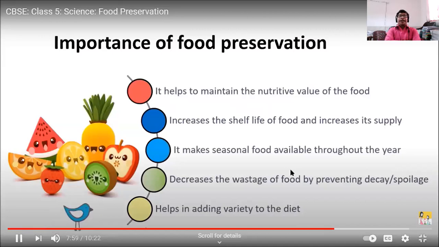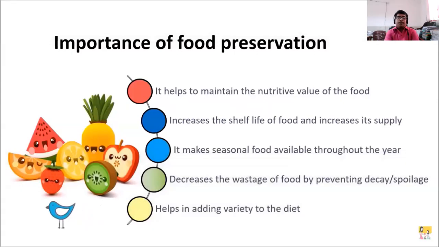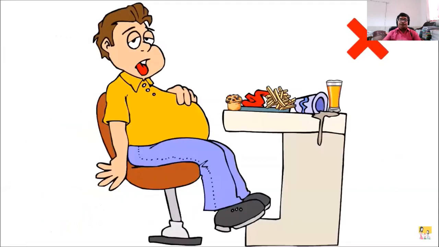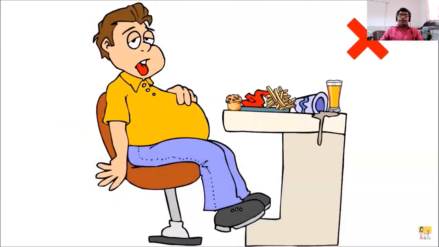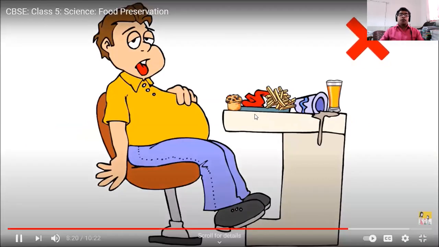It helps maintain the nutritive value of food and increases the shelf life of the food. Seasonal food is made available throughout the year, and wastage of food is reduced. Now it is you who should promise yourself that you will not waste the food. None of the teaching is effective when you are not promising yourself that you will not waste the food.